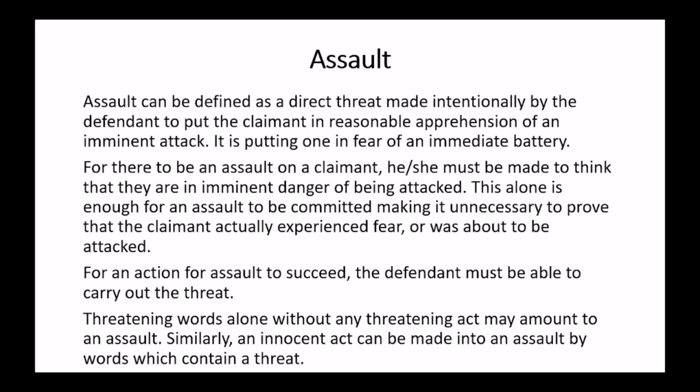And for an action for assault to succeed, the defendant must be able to carry out the threat. Threatening words alone without any threatening act may amount to an assault. Similarly, an innocent act can be made into an assault by words which contain a threat.